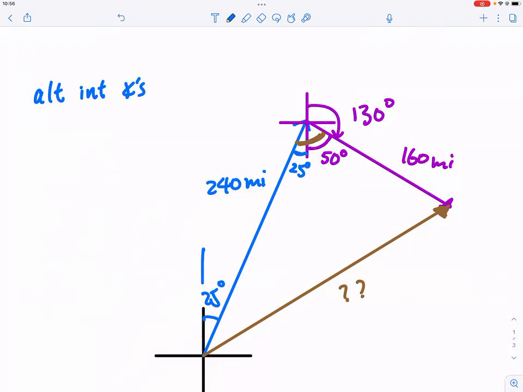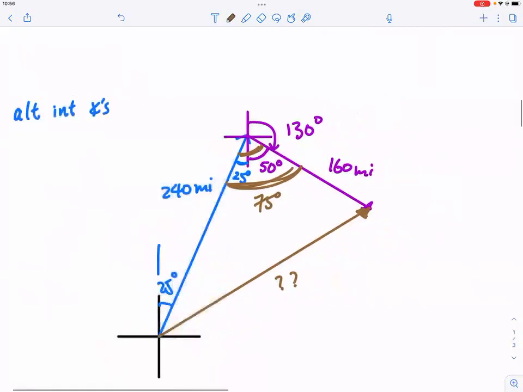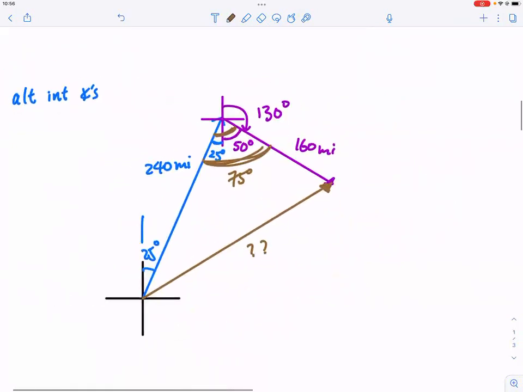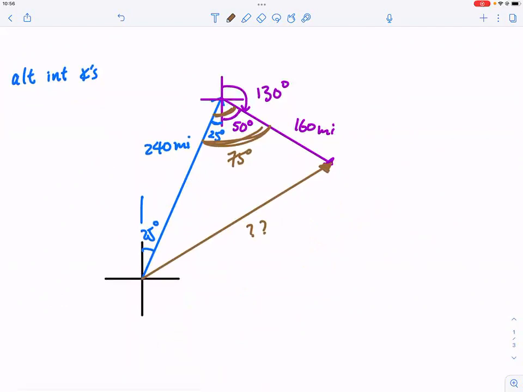So all together it is a 75 degree angle. Okay, so now you can go ahead and find out the distance. Okay, I'll give you a minute to find out the distance here.